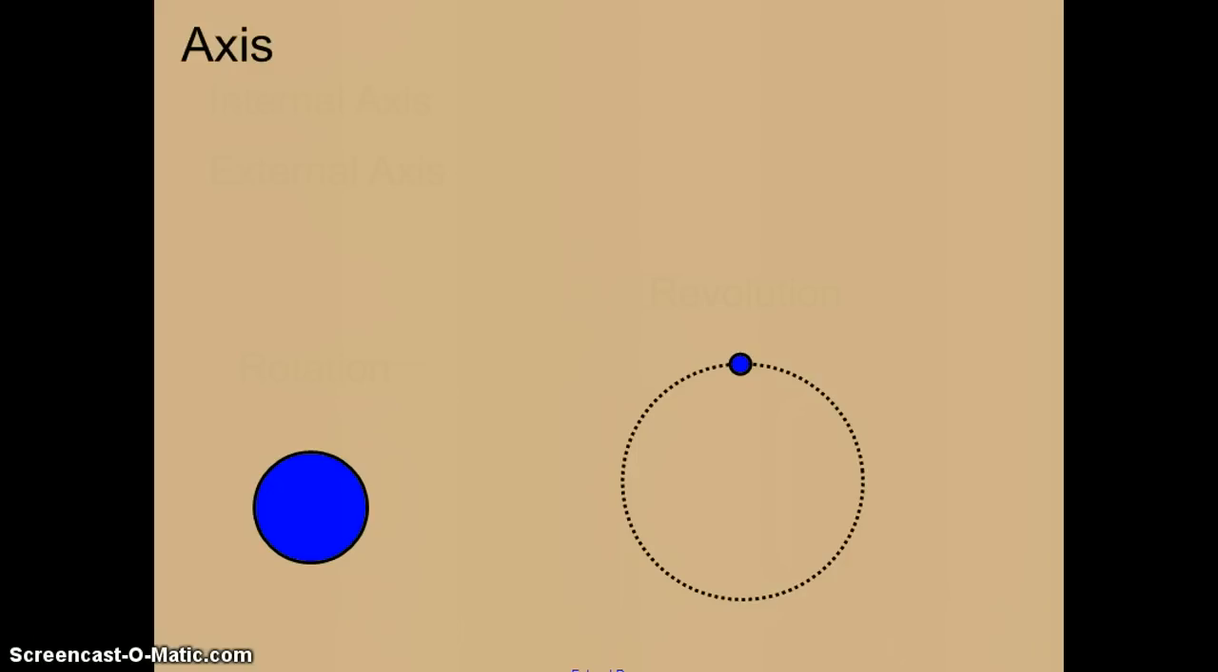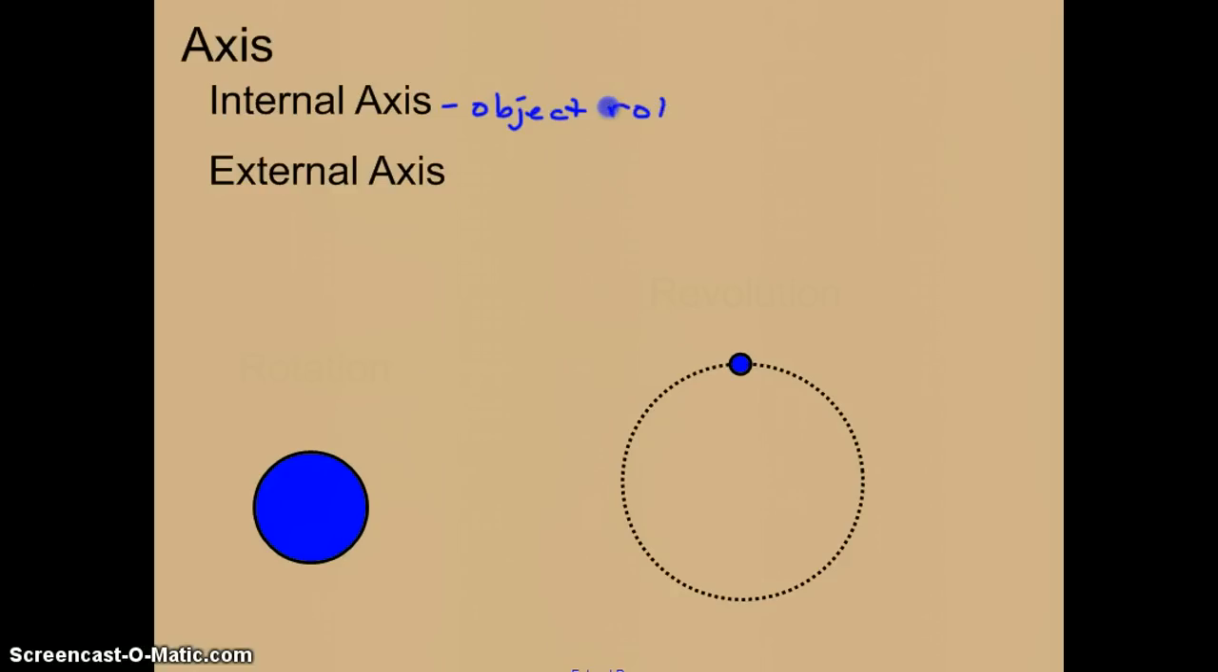So the first thing that we need to do is define what that circular path is. An object rotates around an axis. We have two of those: what we call an internal axis and an external axis. The internal axis is when an object rotates around itself. So we have an object that rotates around itself.